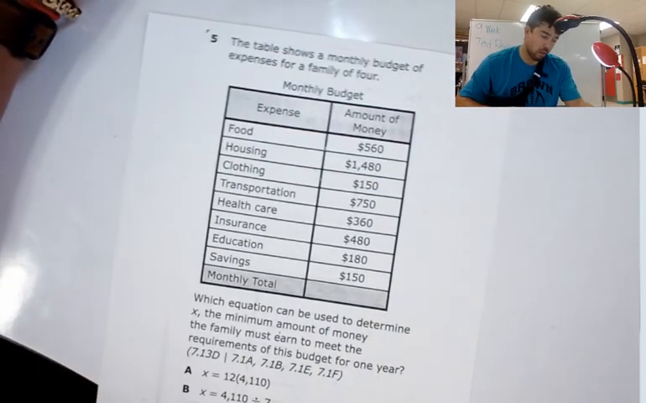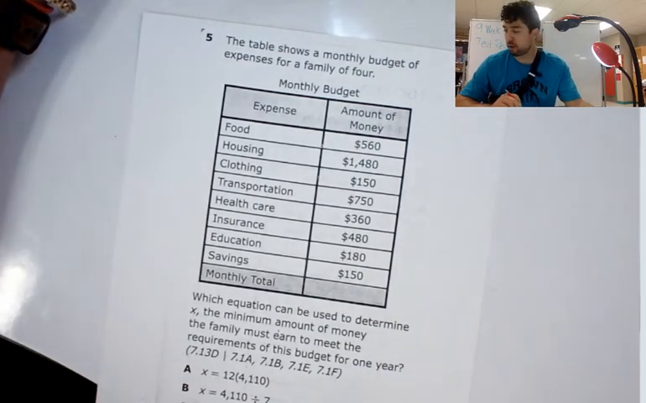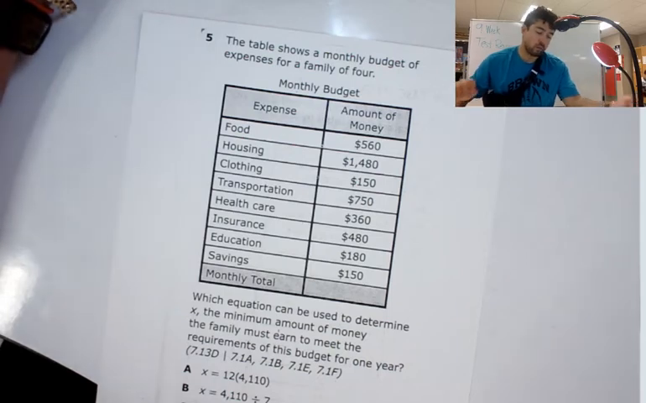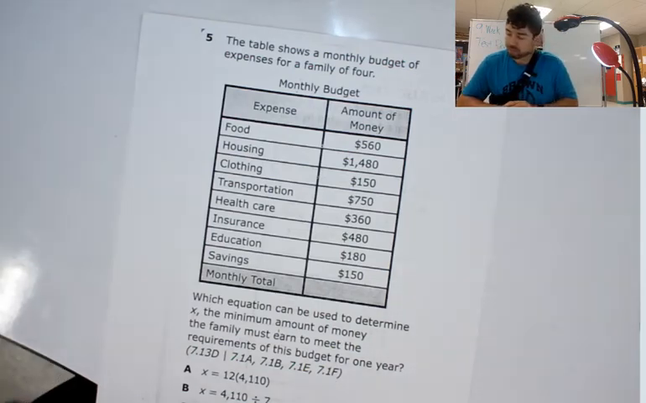All right. This is number 5. The table shows a monthly budget of expenses for a family of 4. Which equation can be used to determine X, the minimum amount of money the family must earn to meet the requirements of this budget for 1 year?